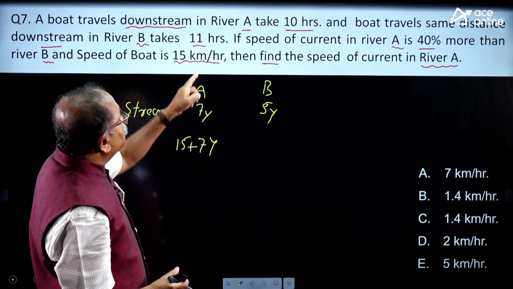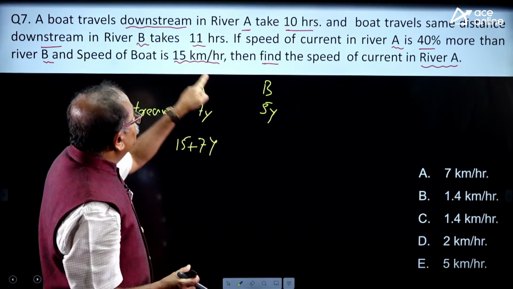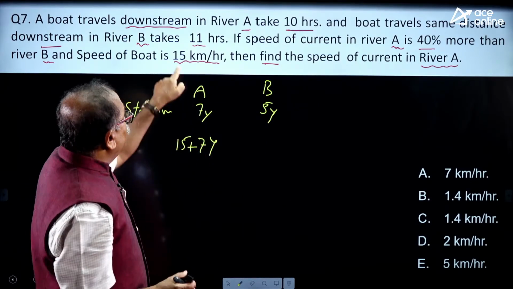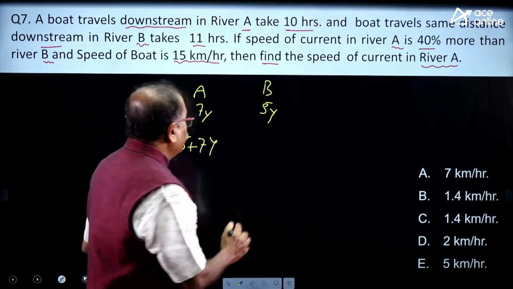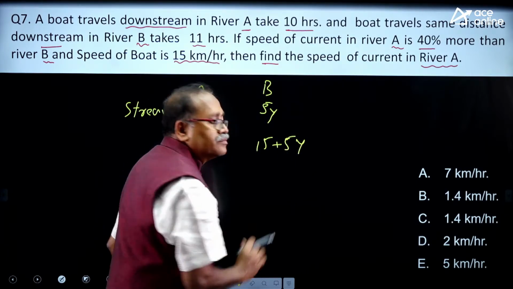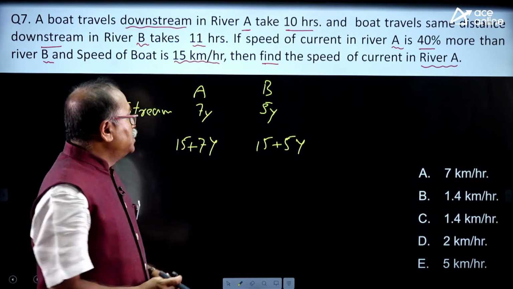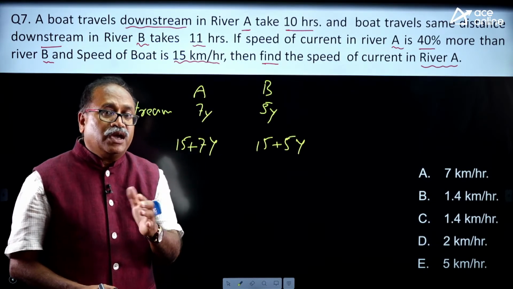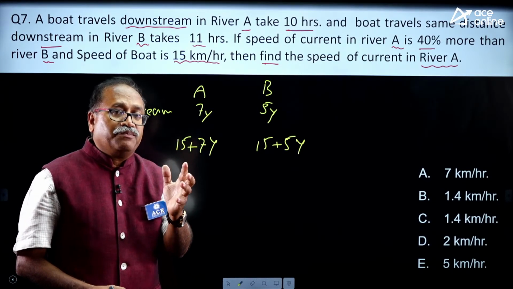What is the downstream speed in river B? That is the speed of boat plus the speed of current downstream. So that is 15 plus 5y. How much time is taken? This is the speed. Speed into time is equal to distance. And in both the cases the distance is the same.